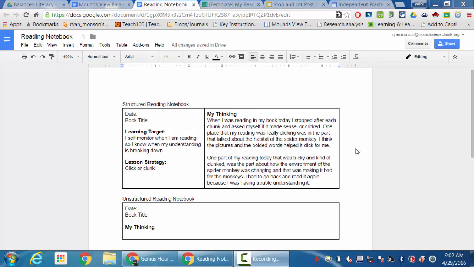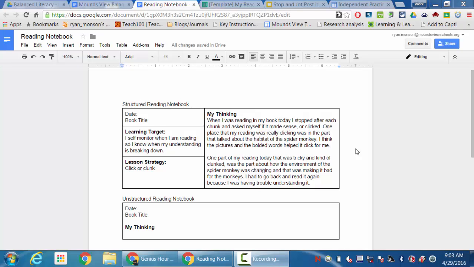When students are reading independently, a reading notebook is one way that they can make their thinking visible. This reading notebook shows two different types of posts that students can put in their notebook. The first one is a structured reading notebook response.